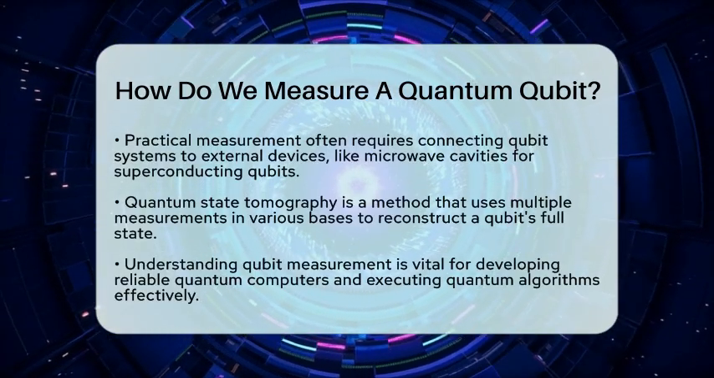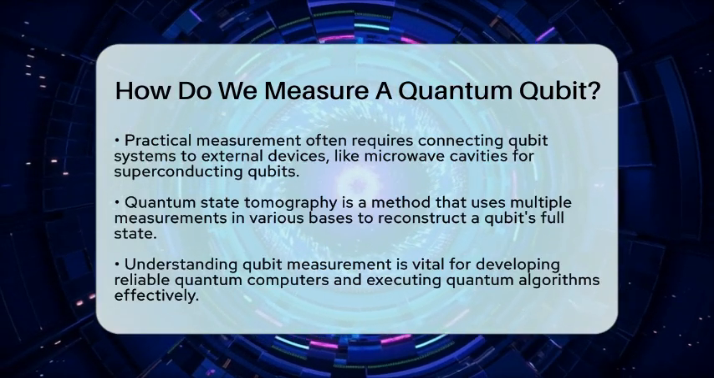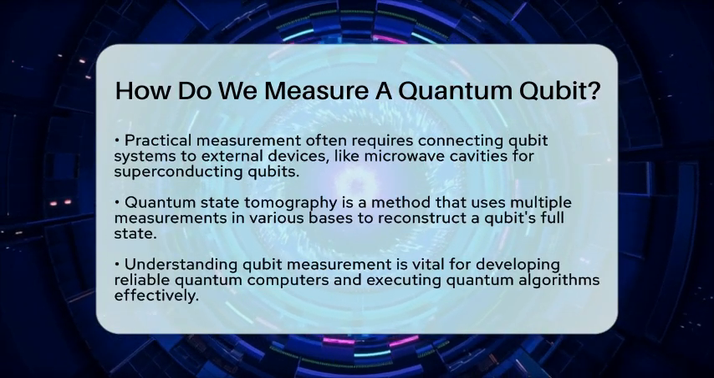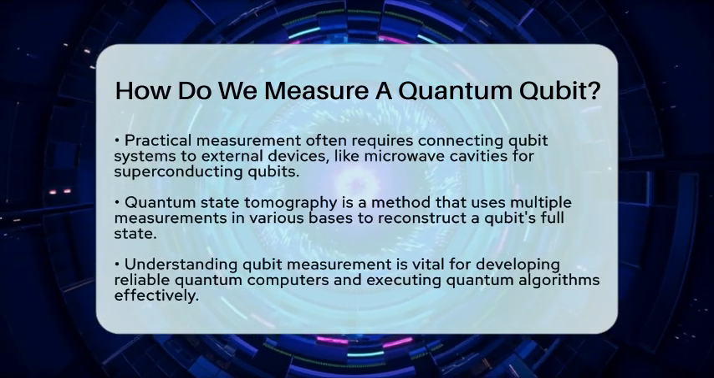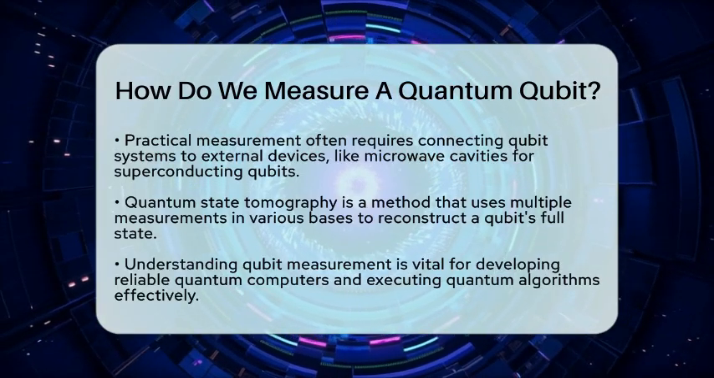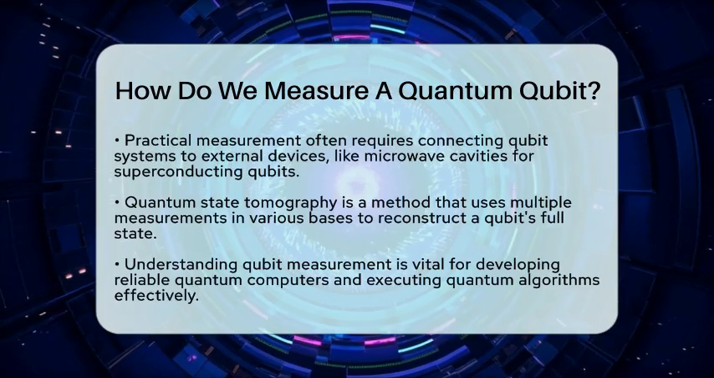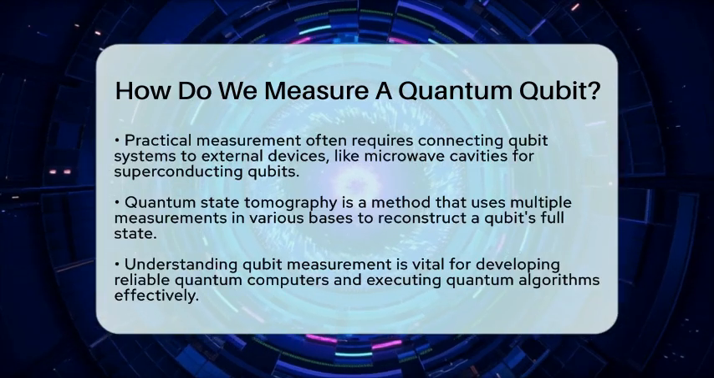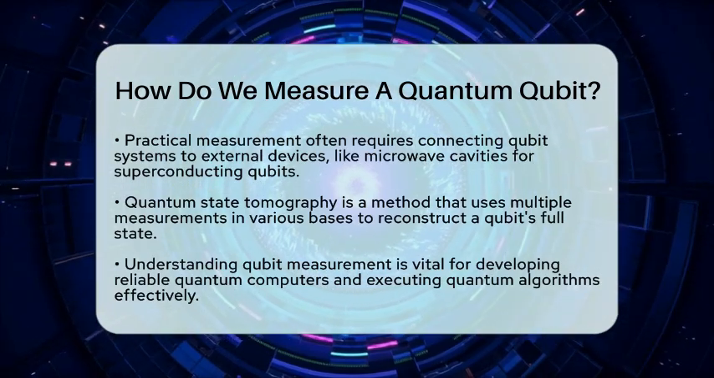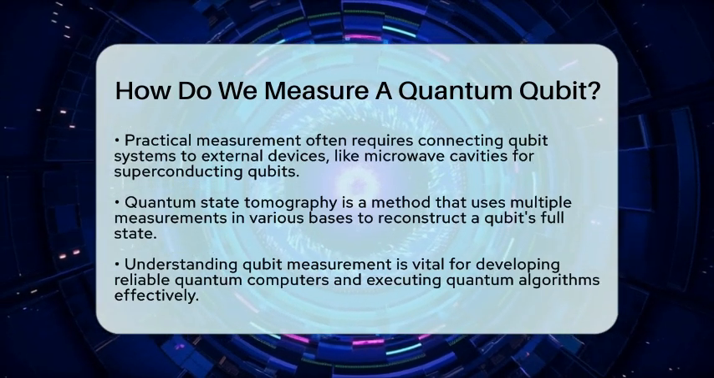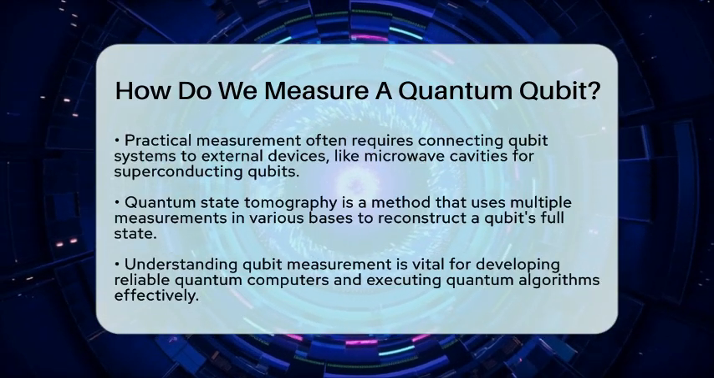Quantum state tomography is a method where we perform many repeated measurements in various bases. This allows us to build a complete picture of the qubit state beyond just the basic outcomes of 0 or 1. So, measuring a quantum qubit is all about converting its quantum information into classical information. This process is fundamental to quantum information theory and quantum computing. Understanding how to measure qubits effectively is essential for building reliable quantum computers and running quantum algorithms successfully.